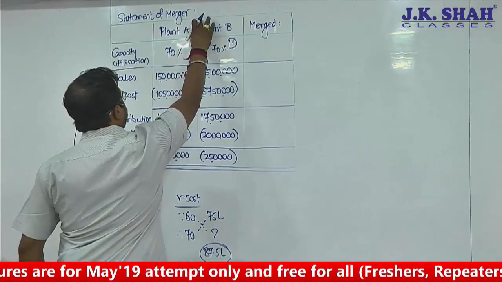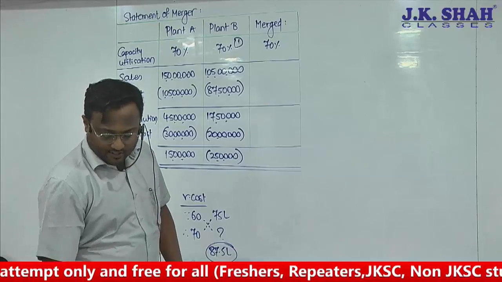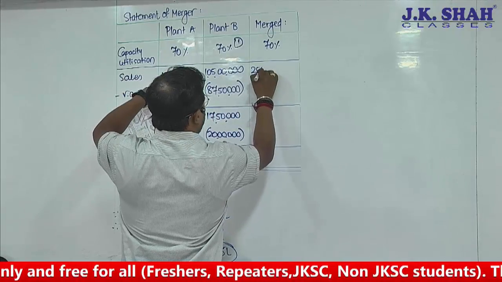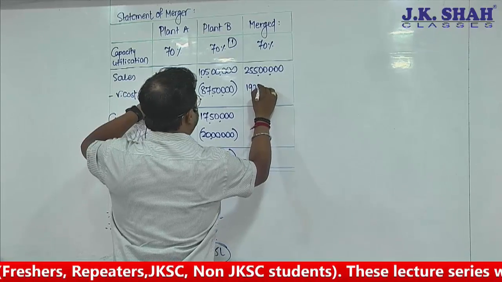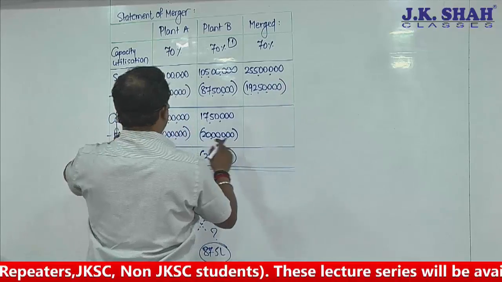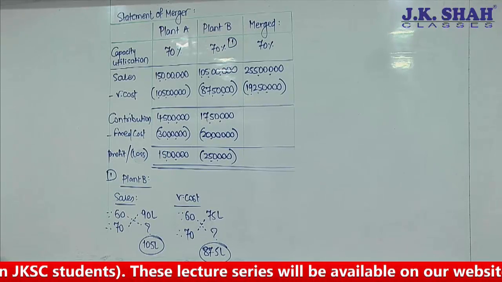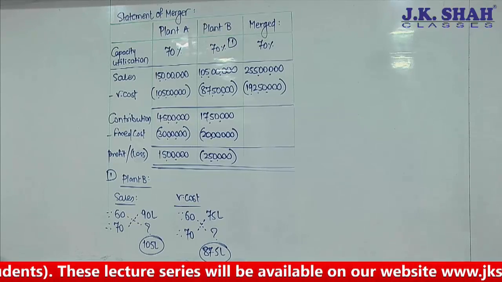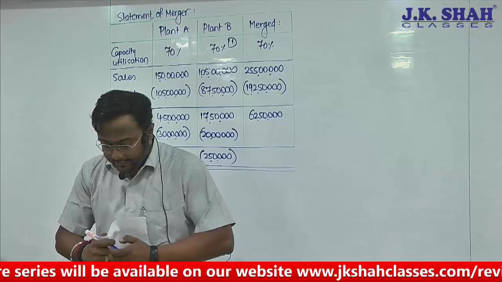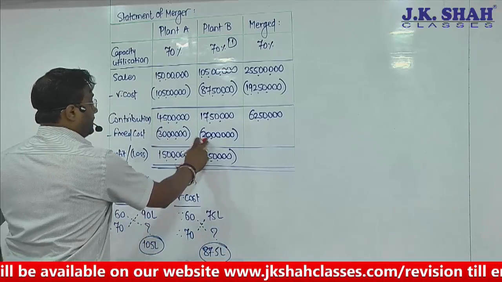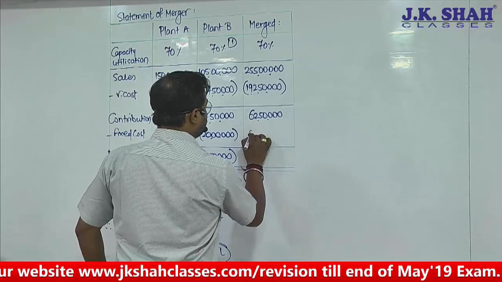Now let's go for the merger. A is at 70%, B is at 70%. The merger will be at 70%, not at 140. Both will start working at 70%. Sales 255, variable cost 192. 255 minus 192, contribution is 62 lakh 50,000. 30 lakhs fixed cost, 20 lakhs fixed cost. So 30 plus 20, 52.